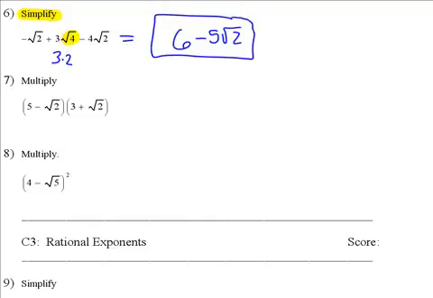Any questions there? Number 7, we're multiplying one radical binomial times another. For this, I'll just go ahead and FOIL. I'll take first, 5 times 3 is 15.